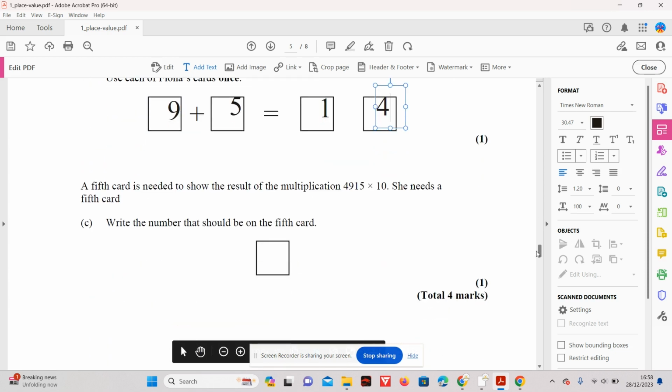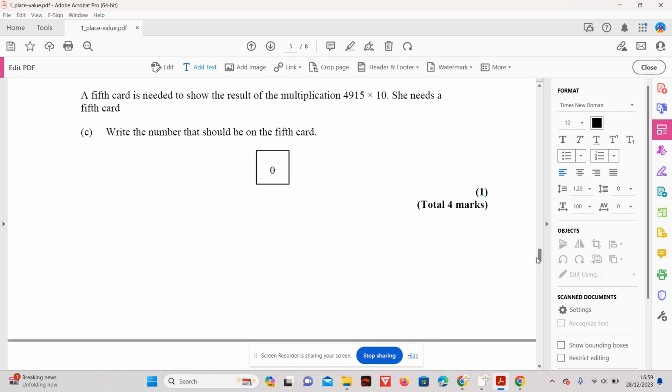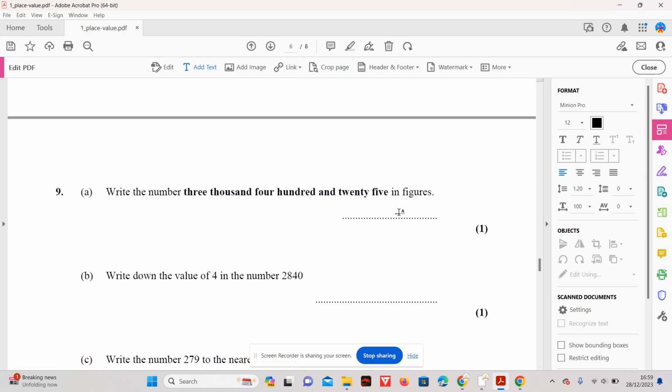Next question. A fifth card is needed to show the result of the multiplication of 4,915 times 10. What should be on this fifth card? We know that when we times by 10, we simply add a 0 to the number. That is the rule. So the fifth card, you've probably guessed it, is a 0. So let's move on to the next question. Okay, here we go.